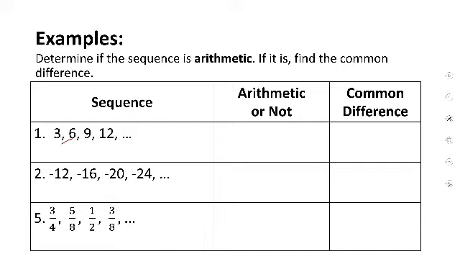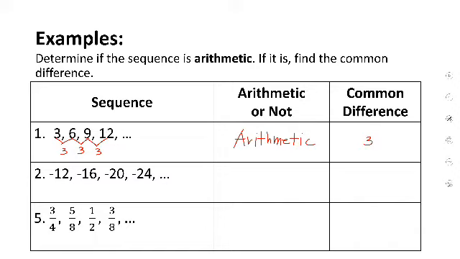So we will subtract 6 minus 3. So 6 minus 3, we have 3. And then 9 minus 6, we also have 3. And then 12 minus 9, we also have 3. As you can see, since the differences are the same or common, then we can now say that this sequence describes an arithmetic sequence. And then, of course, the common difference is 3.